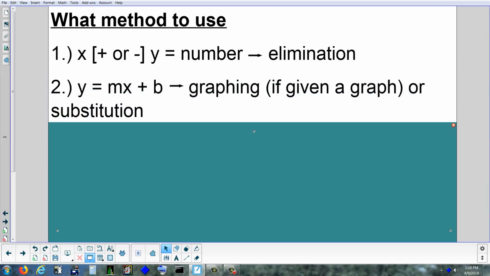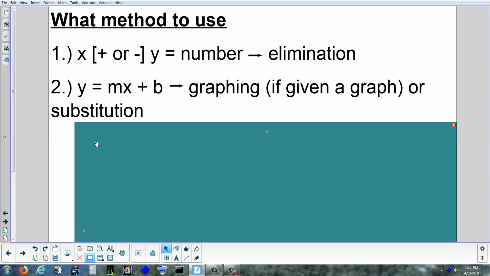Now, y equals, you could say number with x, but mx plus b. So what that means is y equals number with x plus just a number. All right? So you can use two methods for that. You could use graphing, but here's a little hint. If we want you to solve it by graphing, we're going to give you a graph. Directions may not say it, but if you see a graph with that type of problem, you want to solve it by graphing. Or you could use substitution.